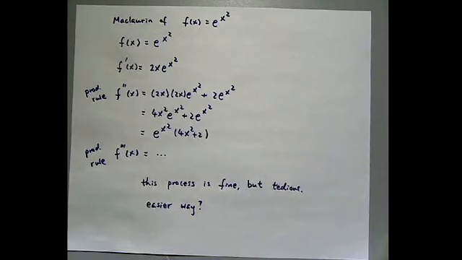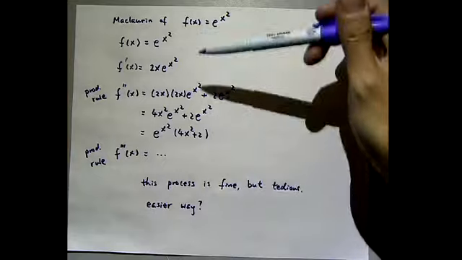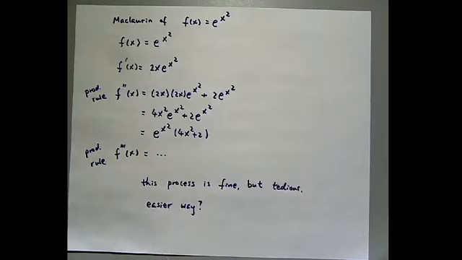Then the question naturally arises, what can we do to make that process easier? We still would like to find the Maclaurin series of this thing, but it's starting to get a little bit difficult to do. Let's find an easier way to do it. And we have seen, we're going to use what we did with the geometric series.